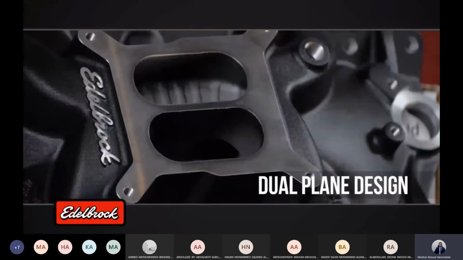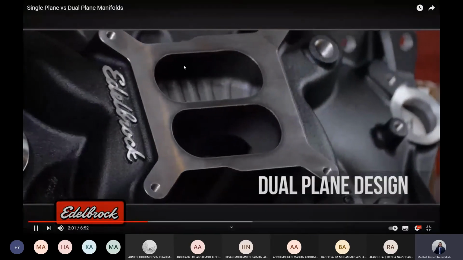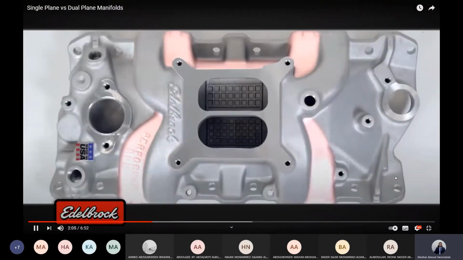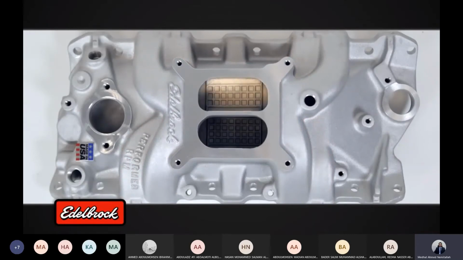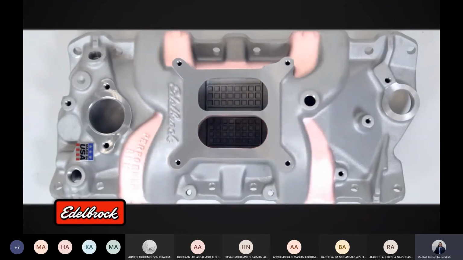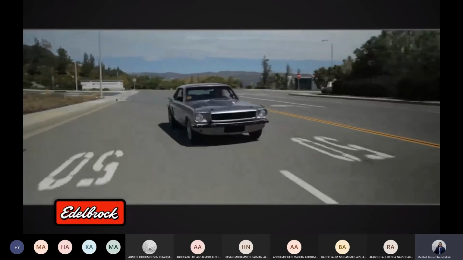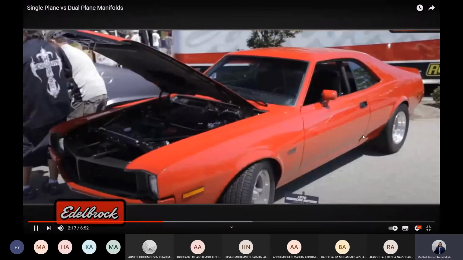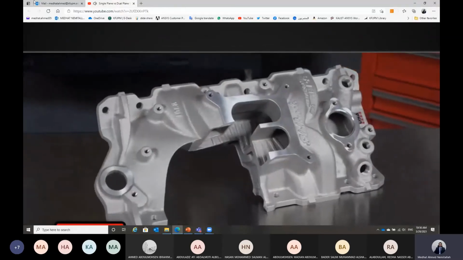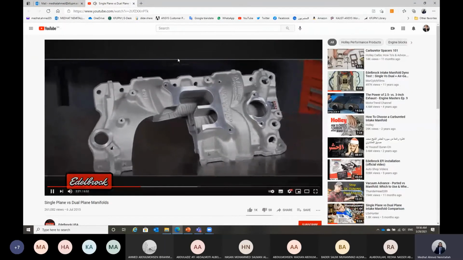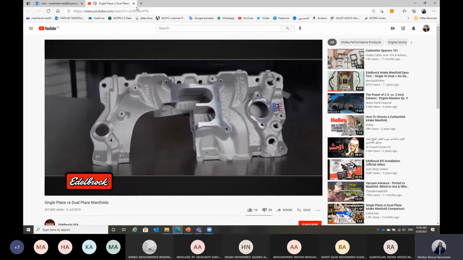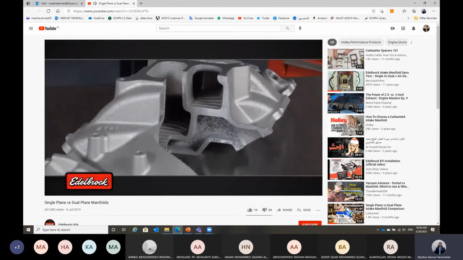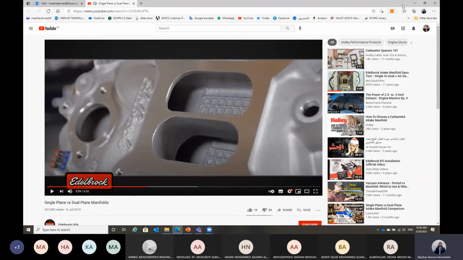Dual plane designs have 2 smaller plenums that also receive air from the carburetor or throttle body. The key difference is that each plenum connects to every other runner in the firing order. So in this case, each runner only sees 2 barrels of the carburetor. This results in a higher velocity through the booster, making the engine more responsive to the driver. The inherent tuning of the 180-degree separation, combined with the longer runners, makes dual planes torque monsters in the 3,000 to 4,500 RPM range. And this is the main difference.